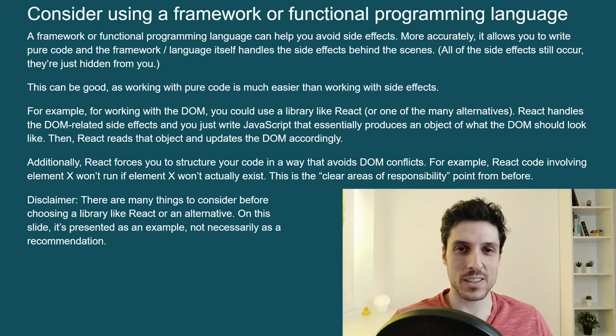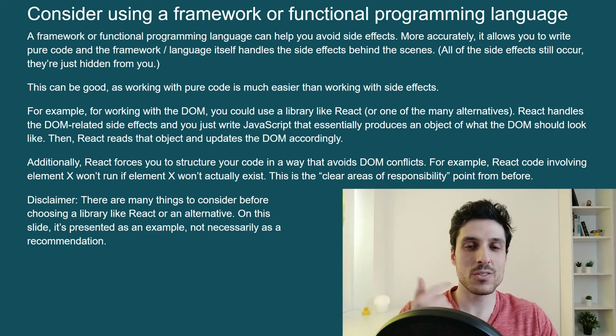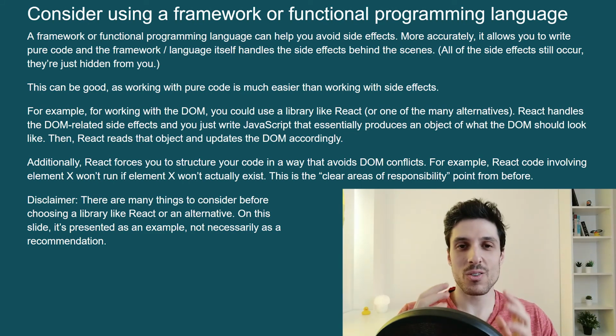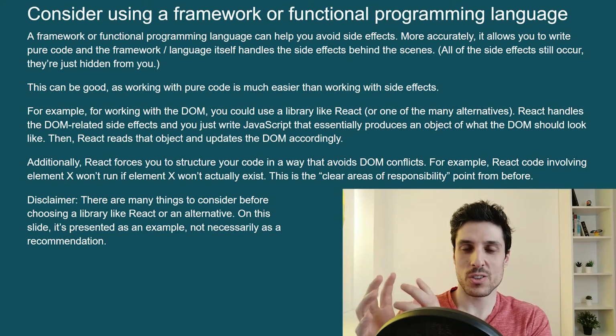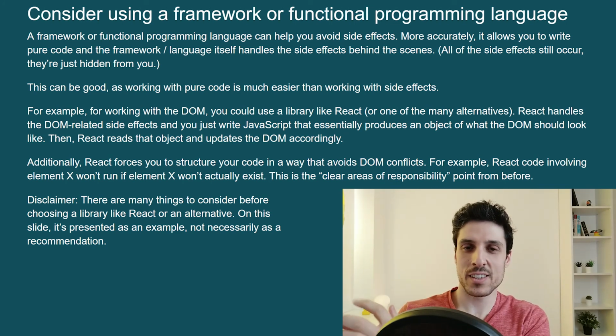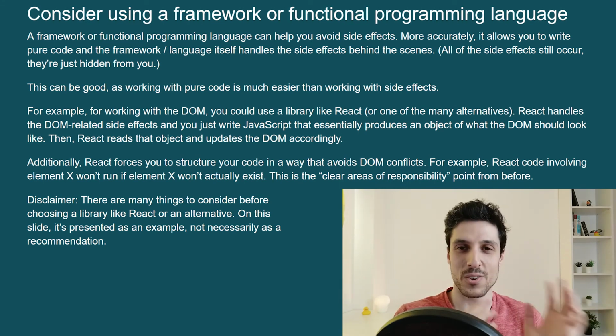Because back to React again, something like React basically allows you to write pure JavaScript, pure code, that produces an object of what the DOM should look like. So this is great because now you're writing in pure code. And remember, pure code is simple to understand, easy to reuse, easy to test, easy to change, all those good things. It's much easier to work with pure code than it is to work with code with side effects. So you generate that object of what the DOM should look like, and then React takes it, and React worries about doing the side effects. React worries about changing the DOM, and you don't. You just write your pure JavaScript and you're happy.